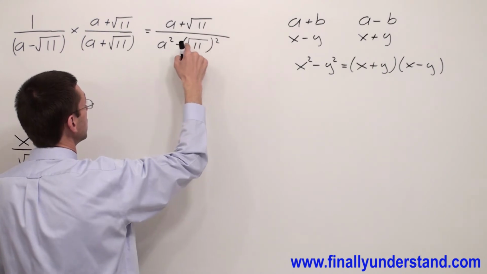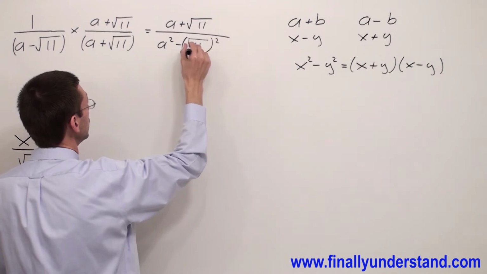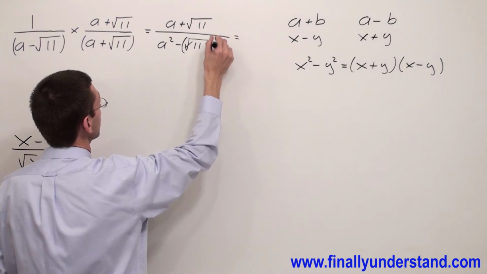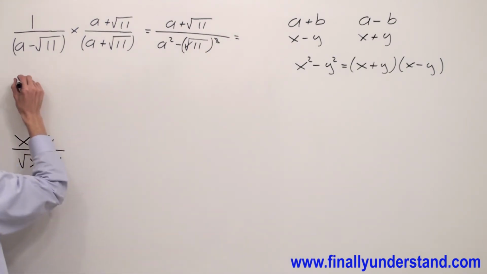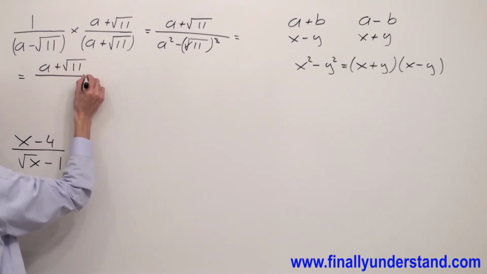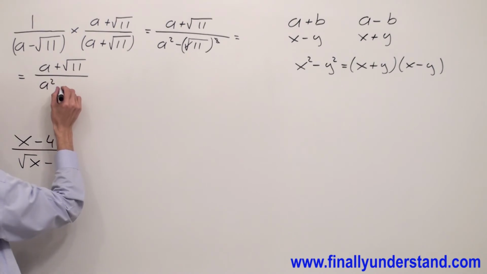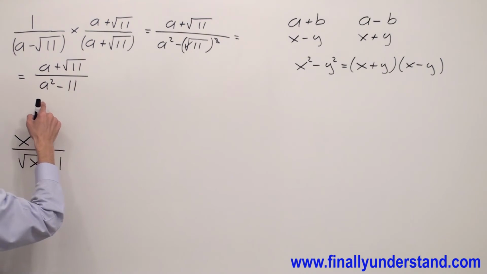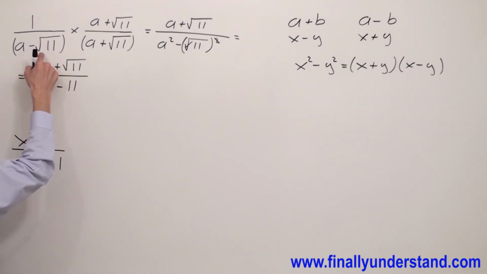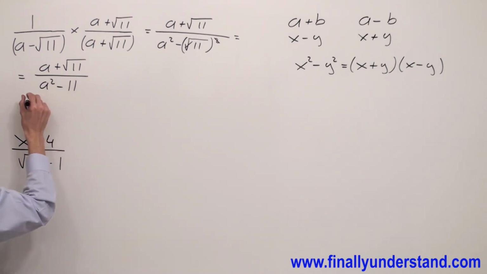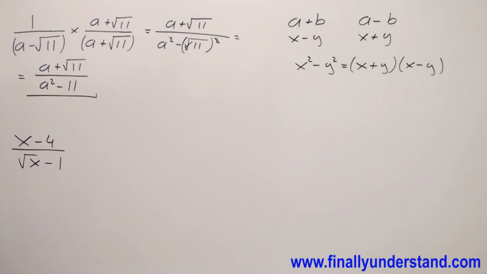This exponent is equal to my index. There is an invisible 2. That's why this 2 will eliminate my radical sign. That's why I'm going to have a plus square root of 11 divided by a square minus 11. Now, please notice that at the beginning we had square root in the denominator. Now, we do not have square root in the denominator. And this is the solution to my problem.